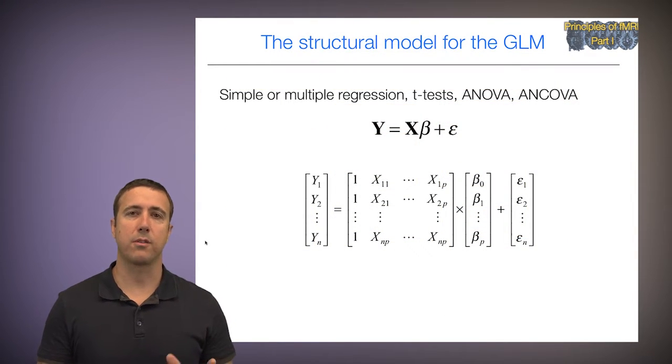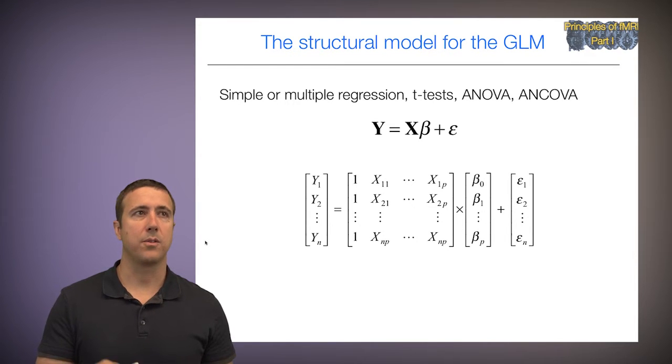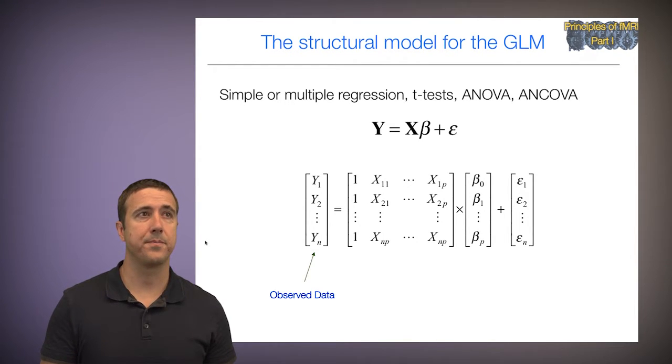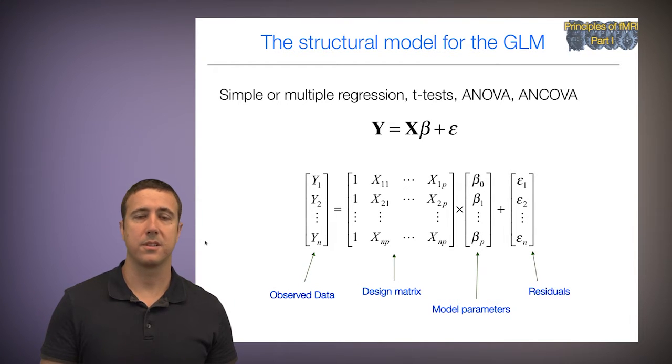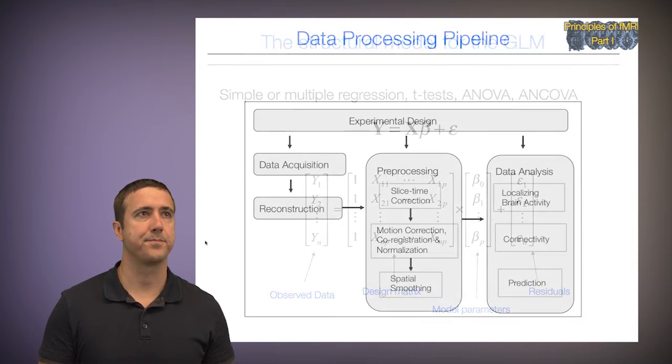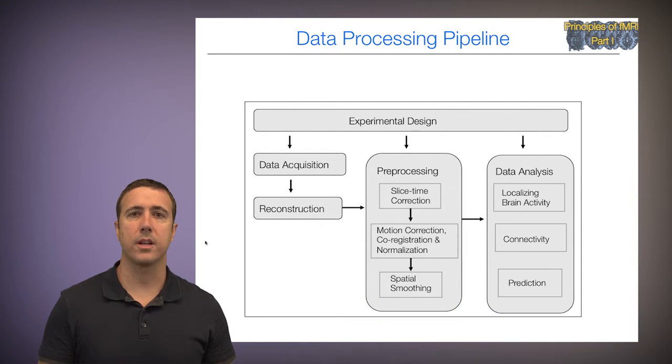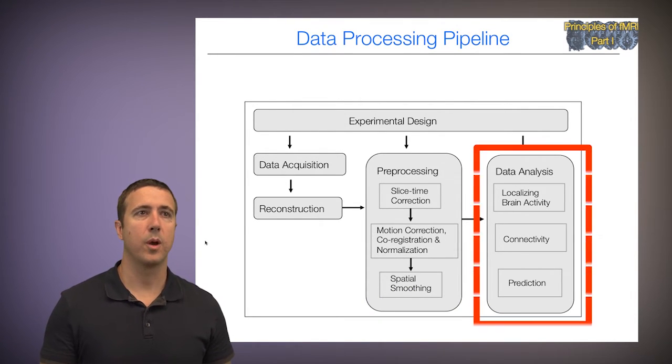This is the structural model for the GLM. Y equals X, the design matrix, times beta, the model parameter estimates or slopes, plus the error or residuals. And this is where we are in the data processing stream. We're focusing now on data analysis.